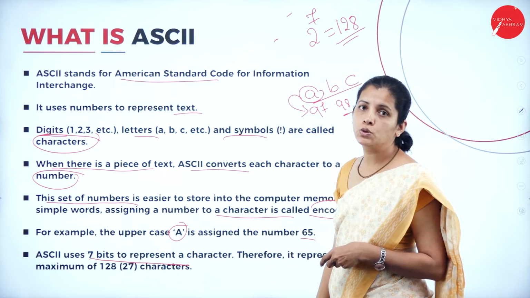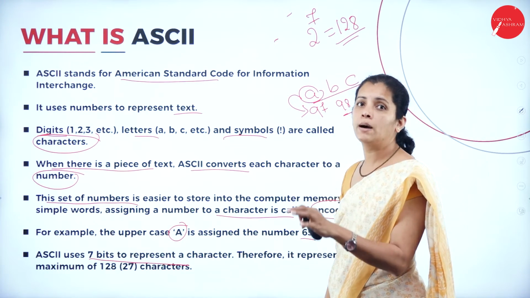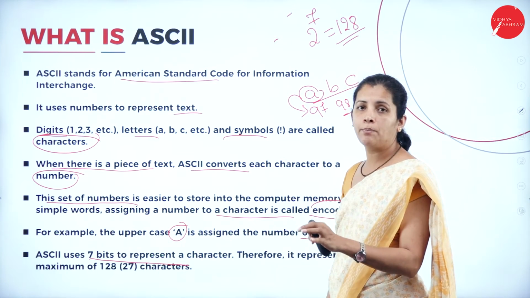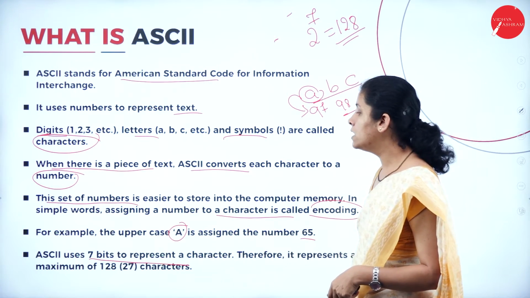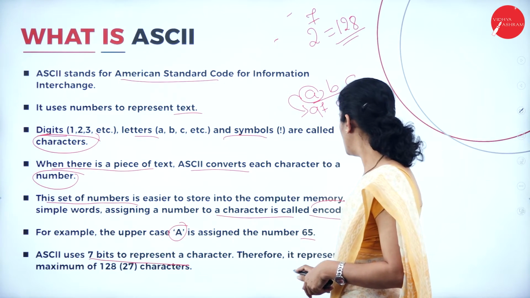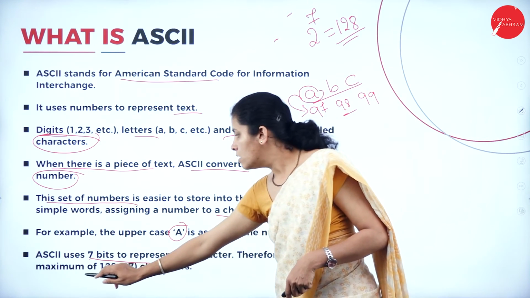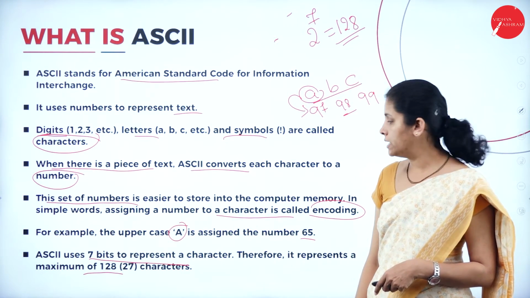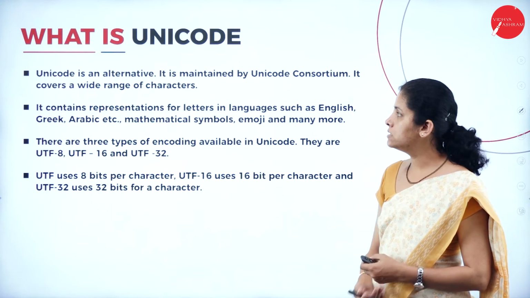So what is ASCII? It's mainly used to represent characters as numbers. It supports only 7-bit representation, so it represents a maximum of 128, that is 2^7 characters.